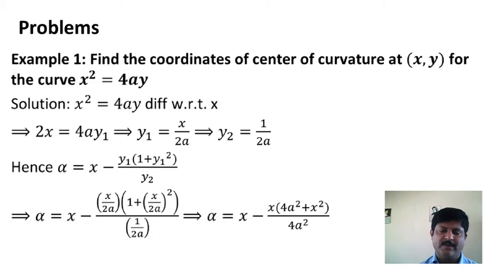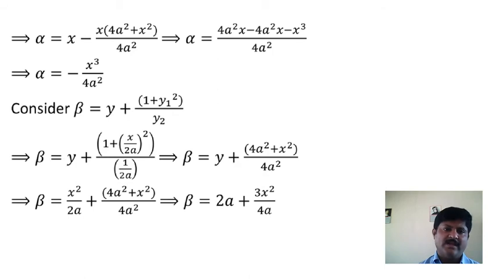Again differentiate with respect to x, we get d^2y/dx^2, which is y2, equal to 1/(2a). Substitute here alpha = x - y1 (1 + y1^2)/y2. Substitute for y1 and y2. Therefore, alpha = x - (x/2a)(1 + (x/2a)^2)/(1/2a). Simplify, alpha = x - x(4a^2 + x^2)/(4a^2). Again we simplify, we get alpha = -x^3/(4a^2).